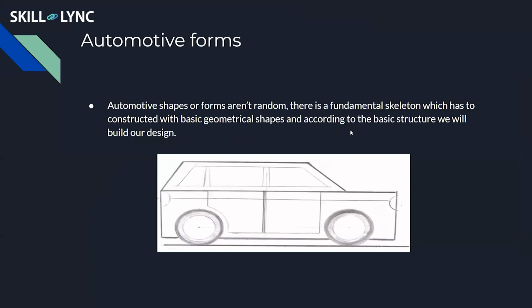But what about automotive forms? What are the things that you use in automobiles? That is important, right? Automotive shapes or forms aren't random. If you want to create a car, imagine I'm a 5-year-old kid. How will I draw a car? I draw just a box. I'll create 2 circles. I'll create another box on the top like this. Whatever you can see on the screen, that is basically my idea of a car.